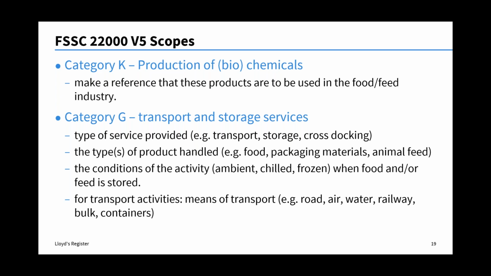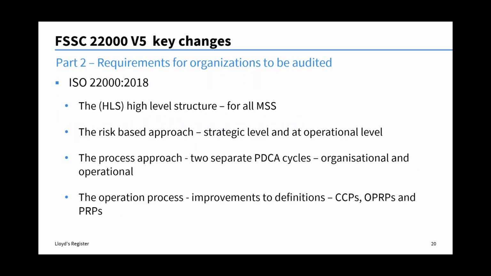be mentioned. So one of the key changes here is about the scope statements and how they should be reflected onto the certificates of FSSC 22000. So maybe you can expect some modification to the scope statements on your certificate if it does not meet the requirements of FSSC version 5. Now coming to the other key changes from part 2, which is requirements for organization to be audited.